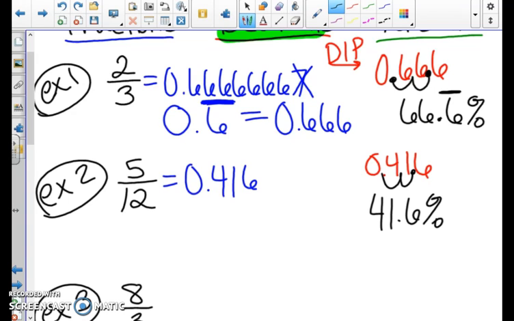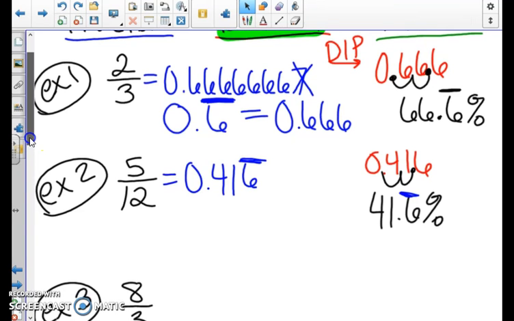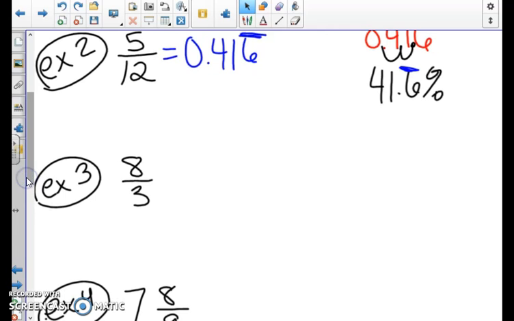So my answer is 41.6%. Now for my people that were like, actually, Miss Beck, if you checked it out, the 6 repeated. So I need to actually have the line there. That would be an even more correct answer. So if you didn't put the line over, it ain't wrong. It just ain't right.